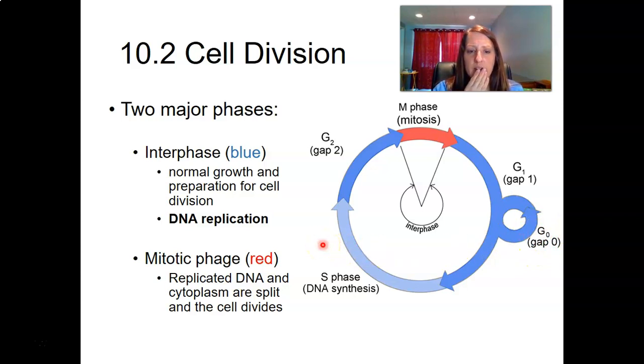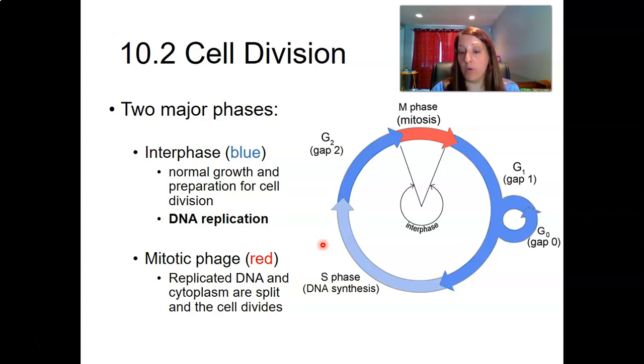Okay, let me see if I left anything else out. Okay, so I just gave you kind of an overview. So again, in blue here, we have interphase. Interphase is composed of G1, which is also called GAP1, S phase, which is also called the DNA synthesis phase, so that S stands for synthesis, and then G2, which stands for GAP2.